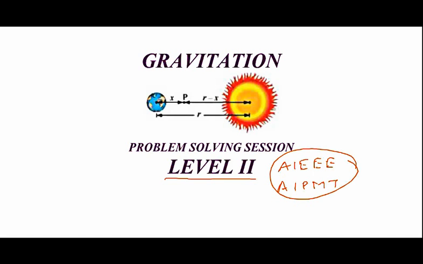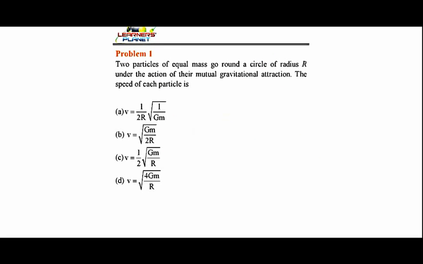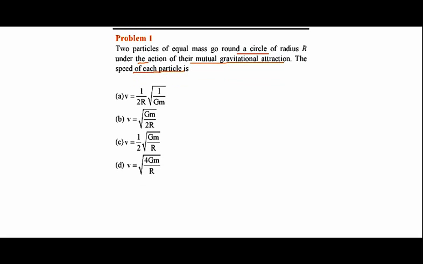So let us straight away start our today's session with the first question that is right on your screen. Two particles of equal mass go round a circle of radius capital R under the action of their mutual gravitational attraction. We need to find the speed of each particle. Now basically friends, I guess you got the question. Now what are we supposed to do? There are two particles of equal mass that are undergoing a circular motion under the action of mutual gravitational force.